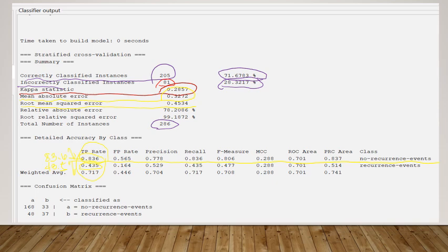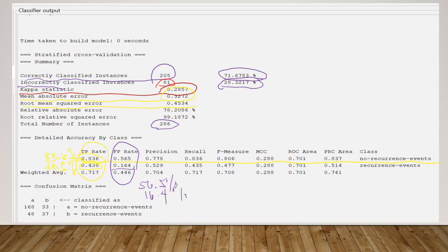Next, we go to our FP rate. We have here our FP rate. So now, no recurrence event is measured as 0.565, therefore we have 56.5%. And then we also have our recurrence event, which is equivalent to 0.164, or 16.4%. So a lower FP rate is generally preferred as it indicates fewer incorrect classifications of negative instances.